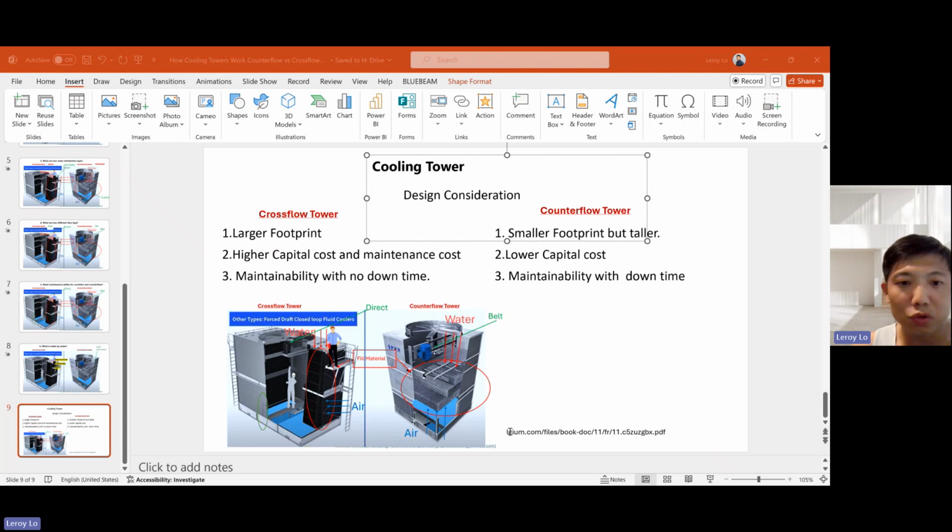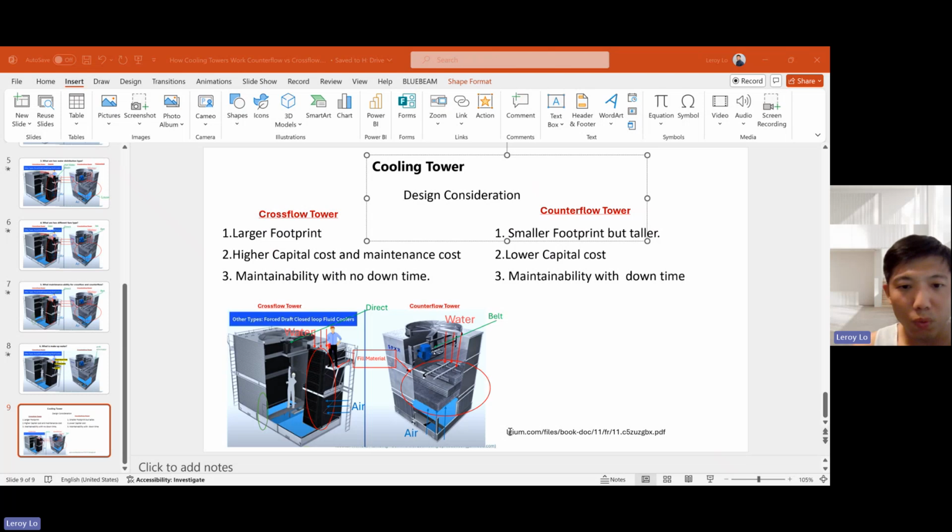And then number two will be higher capital cost and maintenance. I would say higher capital cost for cross-flow tower and a lower capital cost for counterflow cooling tower, since cross-flow requires more steel, more structure, and materials, a larger footprint, so it will definitely be more expensive. And then number three, a recap on maintainability: no downtime for cross-flow tower and downtime for the counterflow cooling towers.